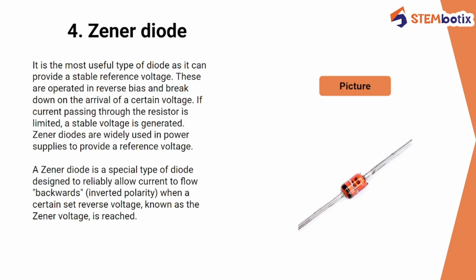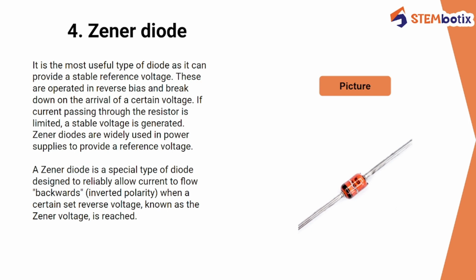Now let's see the fourth type of diodes, which are Zener diodes. Zener diodes are widely used, these are the diodes which are mostly used in our day-to-day life and in so many different devices. It is the most useful type of diode as it can provide a stable reference voltage. Because of this particular advantage, they are mostly used.